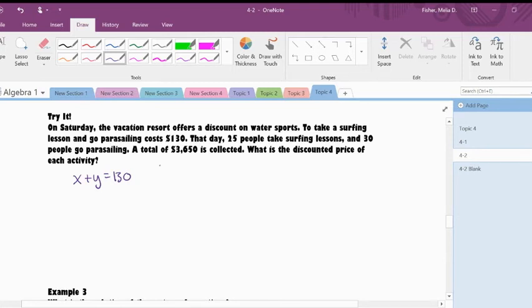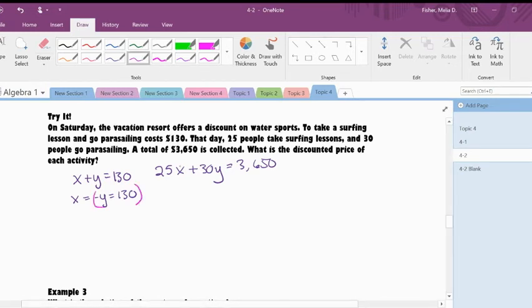25 people took surfing lessons and 30 went parasailing, and the total was $3,650. So what is the discounted price of each activity? Let's do the same thing. We're going to get x by itself.